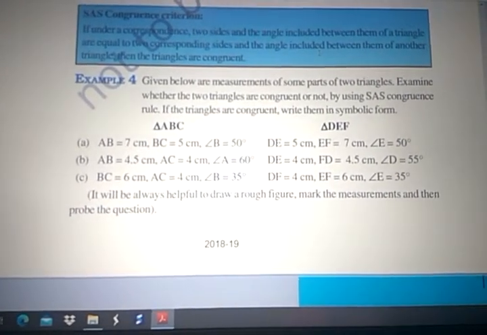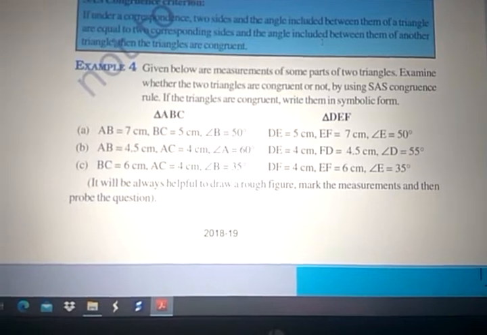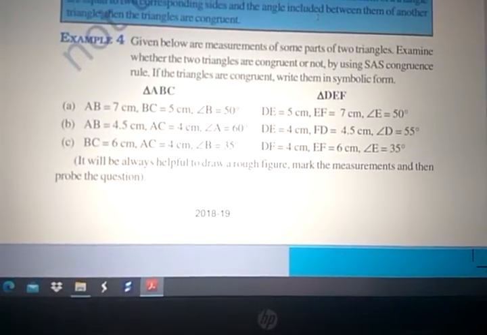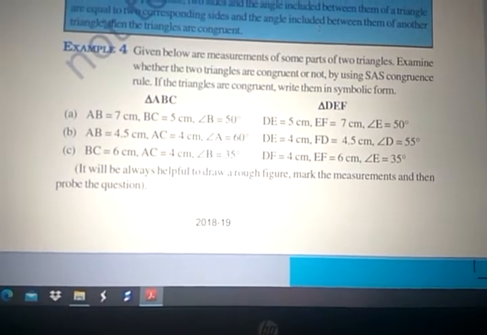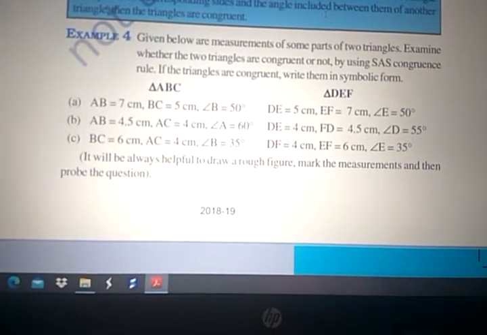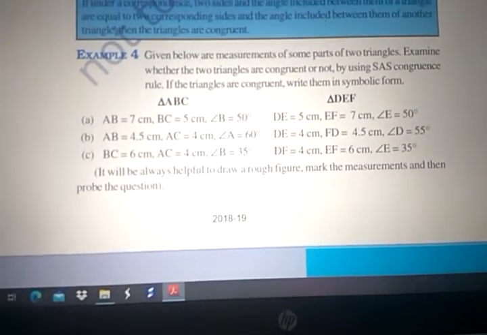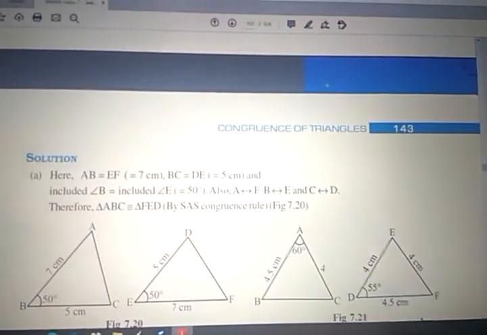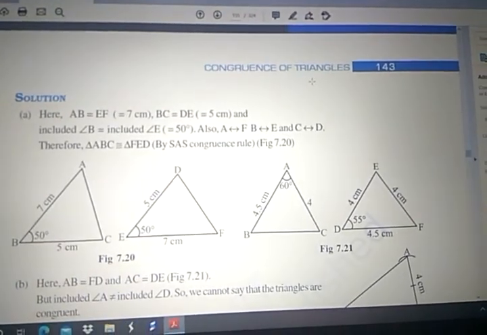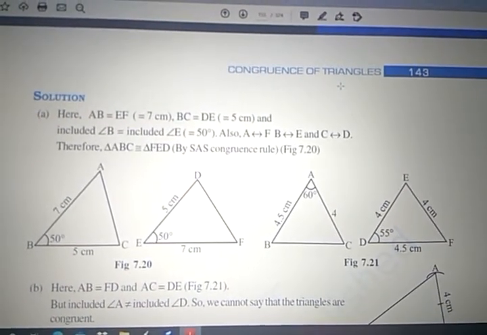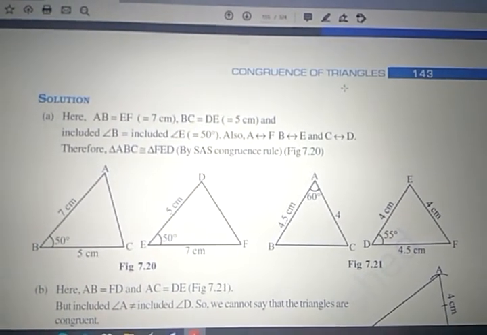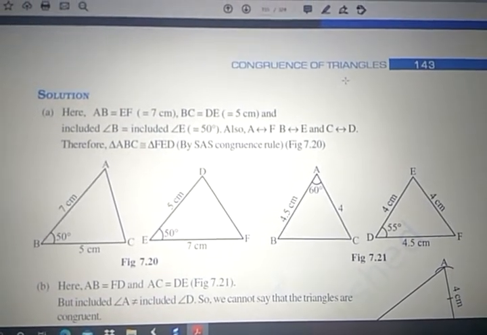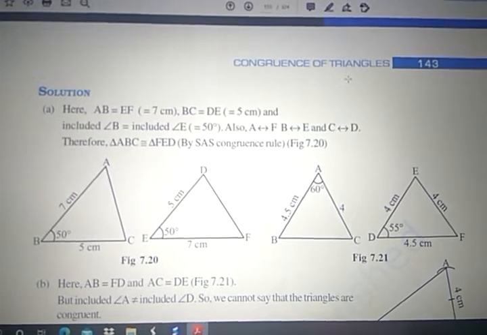So we write down, okay, later on we will see the solution. Then BC is equal to 5, here DE is equal to 5. Angle B is equal to 50 and here angle E is equal to 50. In these situations, you see the solution number 1. Here AB is equal to EF equal to 7, BC is equal to DE equal to 5, figure 7.20, you can see.